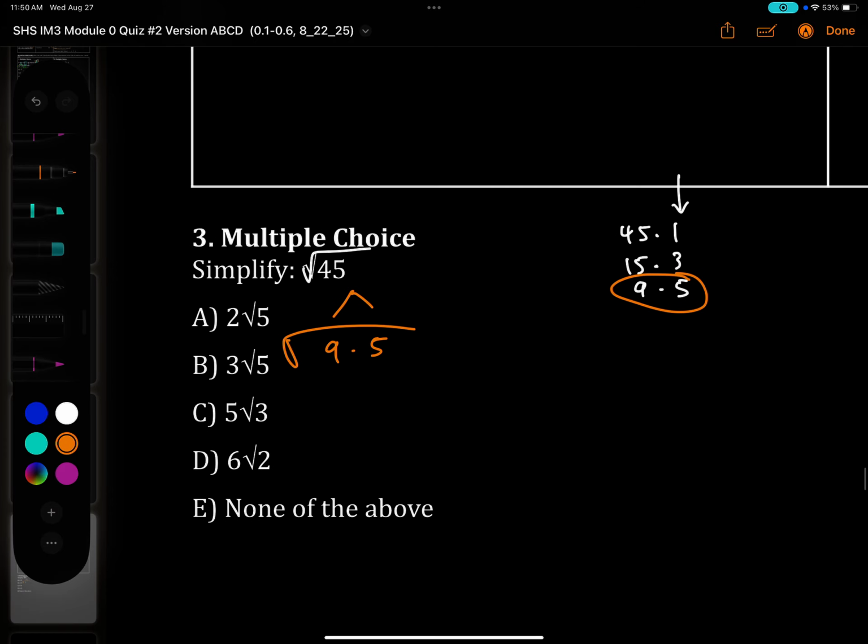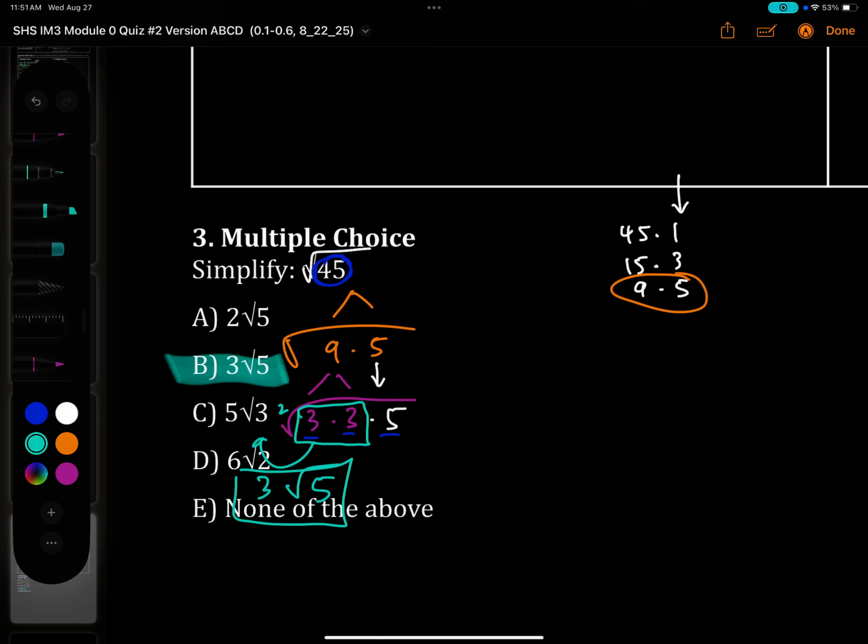So even if you're not using a number, pay attention, you're going to bring that one down here. And all of the numbers inside should still multiply to be what you have here, the original, the radicand. So 9 times 5 is still 45. Okay, so we need 2 of them. So there's my pair. They're going to go outside to the square neighborhood, and you're left with 3 radical 5, and that would be choice B.